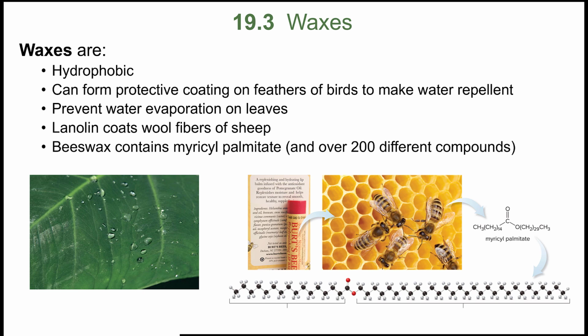Waxes are hydrophobic, as you may be aware of. They can form a protective coating on feathers of birds to make them water repellent. They can also prevent water evaporation on leaves so the leaf can maintain the water inside and keep extra water outside. We'll see waxes in lanolin, the wool coat fibers of sheep, and beeswax contains a special kind of wax as well as 200 other different compounds. So this is the wax that's present in beeswax, this myricyl palmitate, and you can see how long the carbon chain is here. So this is the hydrophobic region, and this is the hydrophilic region.